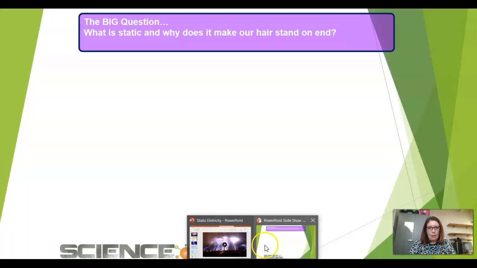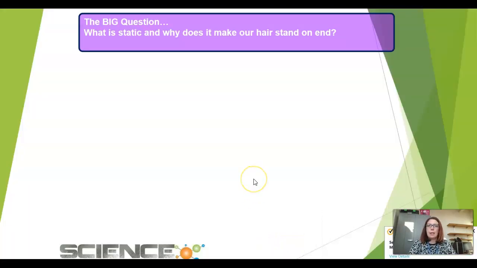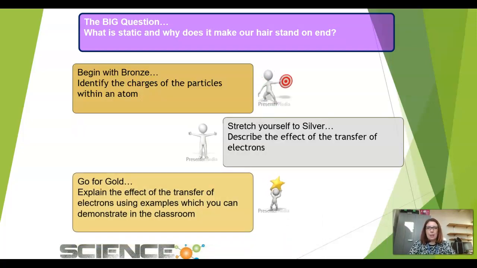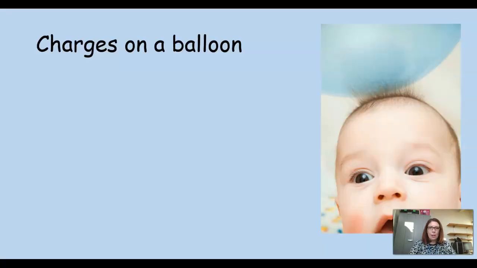So the big question today is thinking about what is static electricity and why does it make our hair stand on end. For bronze, you need to identify the charges of particles within an atom. For silver, describe the effect of the transfer of electrons. And then for gold, explain the effect of the transfer of electrons using examples which you can demonstrate in the classroom. So we started talking about these balloons.